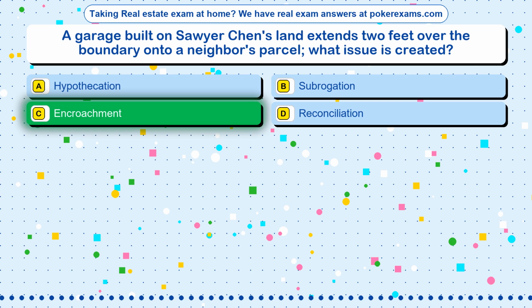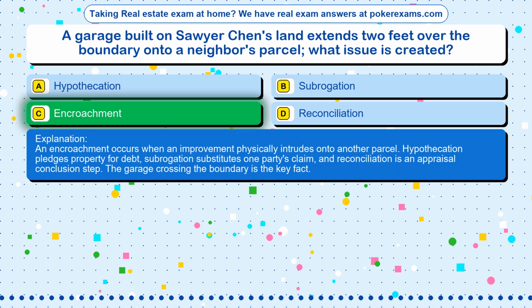The correct answer is option C. Encroachment. An encroachment occurs when an improvement physically intrudes onto another parcel. Hypothecation pledges property for debt, subrogation substitutes one party's claim, and reconciliation is an appraisal conclusion step. The garage crossing the boundary is the key fact.